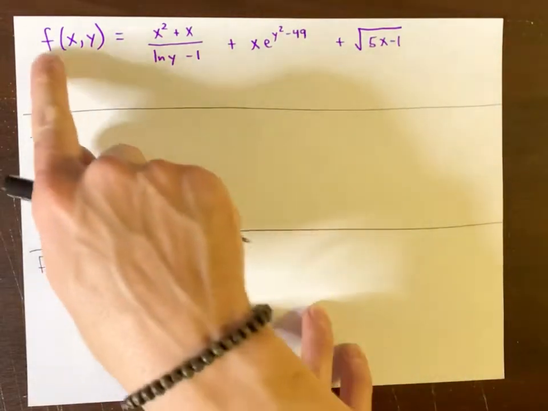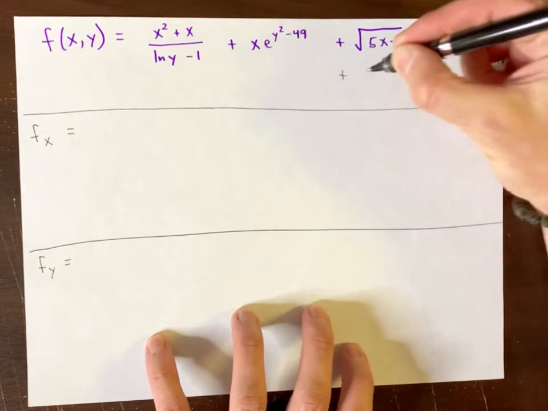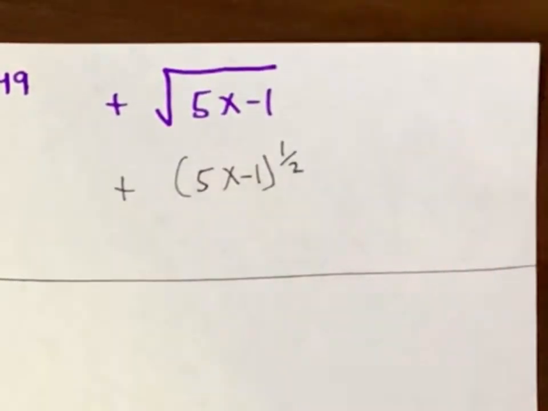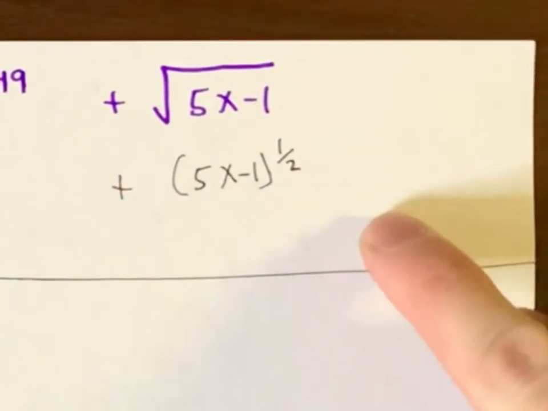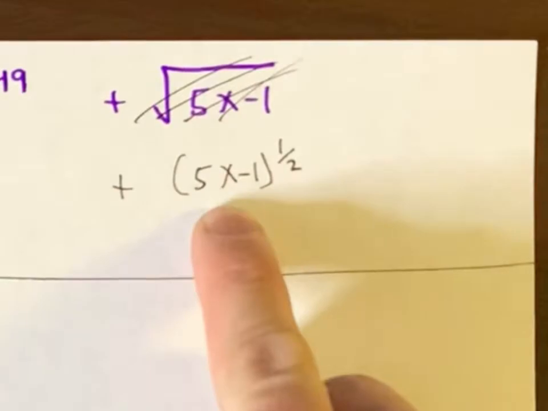Okay, so we have a function f and two variables x and y, and here's the given function. Now what I want to do before we do any calculus, let's just do some algebra. And I want to rewrite this term like this because the square root is the same as the 1/2 power. So I prefer to look at it like that instead of like that.